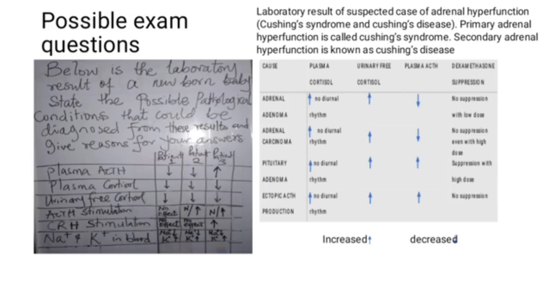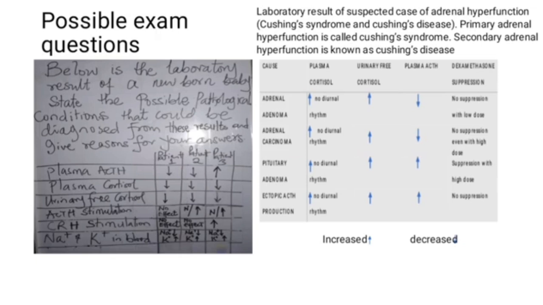So look at it very well. The moment you see that plasma ACTH is low, plasma cortisol is low, now identify them. Plasma ACTH means whatever is there, you are looking at the pituitary. Plasma cortisol, you are looking at the adrenal gland. CRH, corticotropic releasing hormone, you are looking at the hypothalamus. Now, the plasma ACTH is supposed to be produced by the pituitary, right? And then plasma cortisol is supposed to be produced by the adrenal gland.